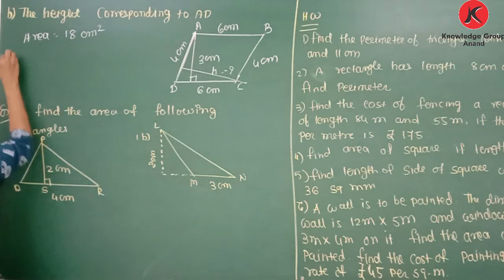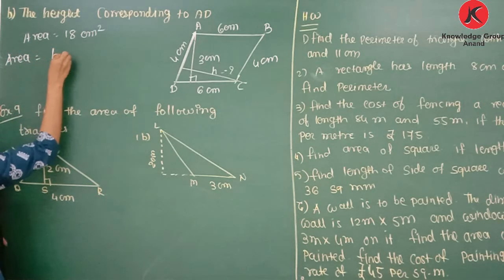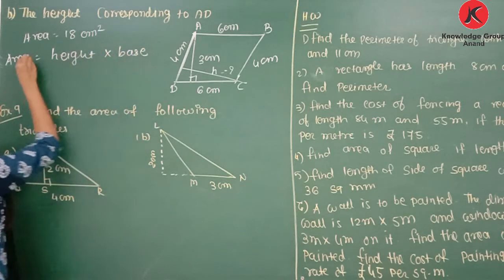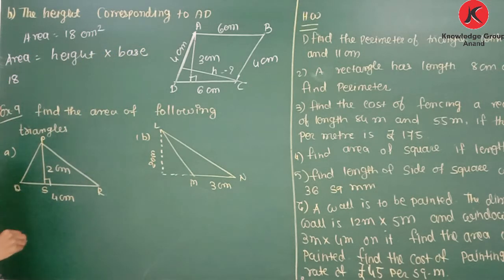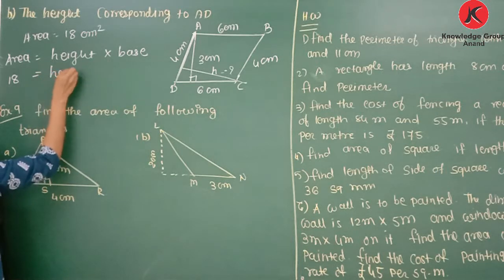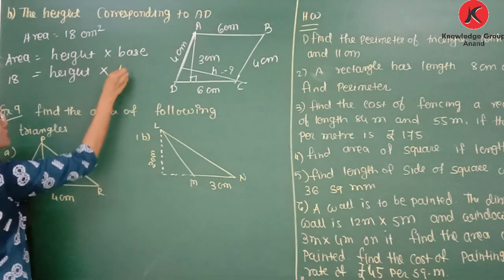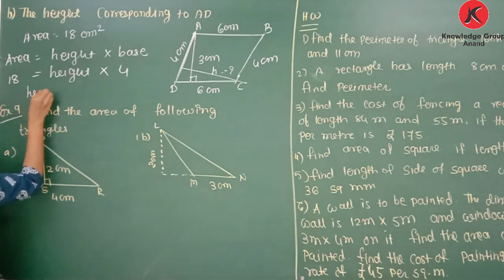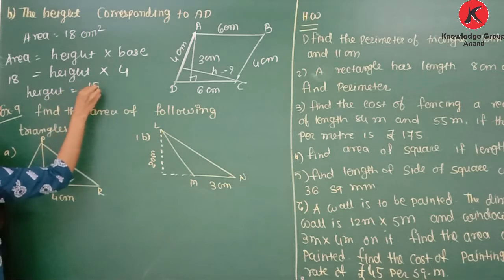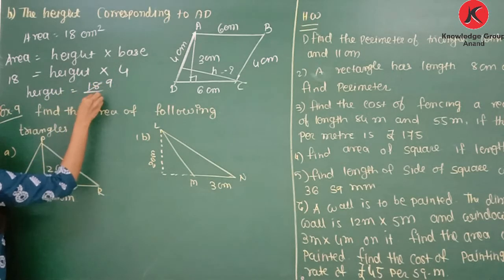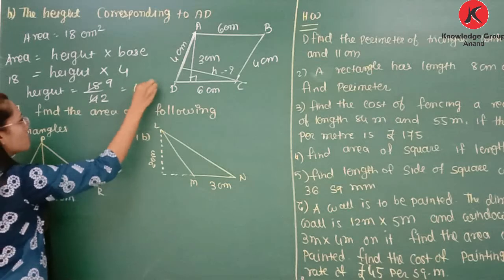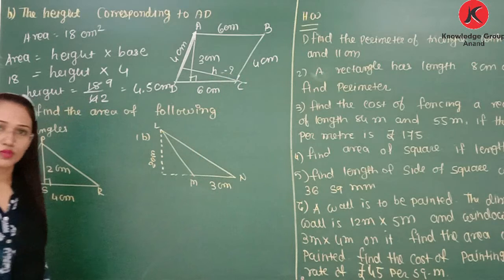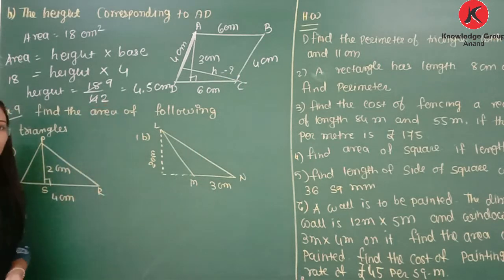So we can consider area is equal to height multiplied by base. Area is given as 18, which we found earlier. The height we need to find for this side. The base is 4. Now to find the height, divide by 4. 18 by 4, so that is 4.5. If we consider this base, then the height will be 4.5. Clear? So this way you can find the height.